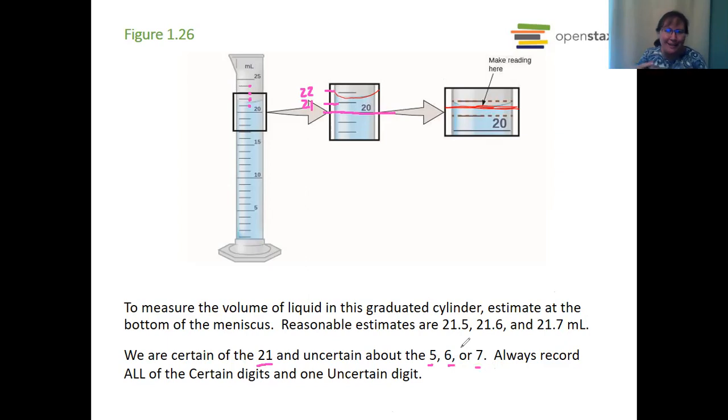But you couldn't just say 21, because you can see that this isn't 21 and it's not 22. So you do have to guess. I'm going to look at this and say, I think this is 21.5 milliliters. Certain, certain, uncertain.